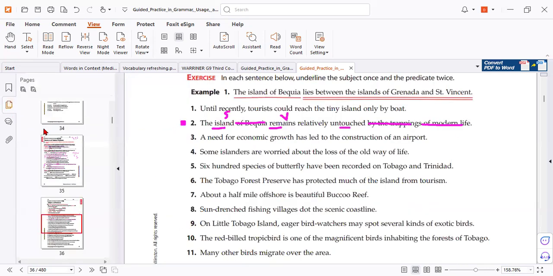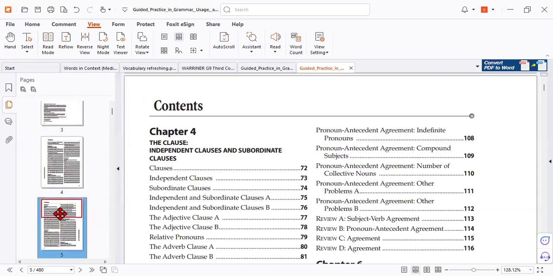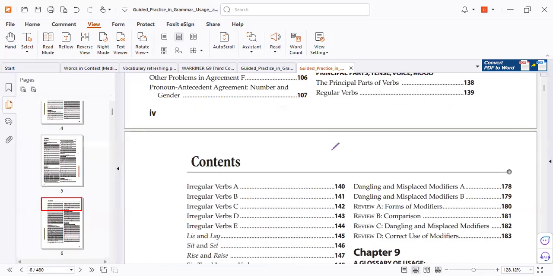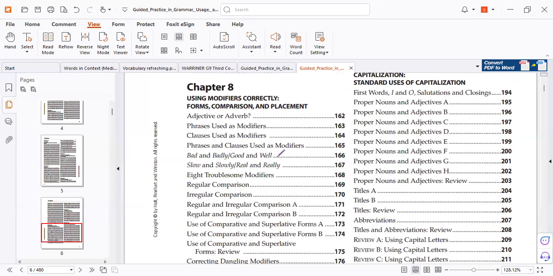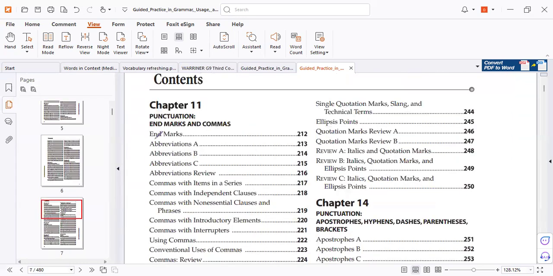So now, do you remember? Now we are going to punctuation. Be careful about punctuation because we are going to finish it all now.